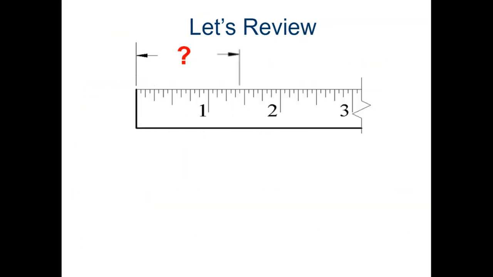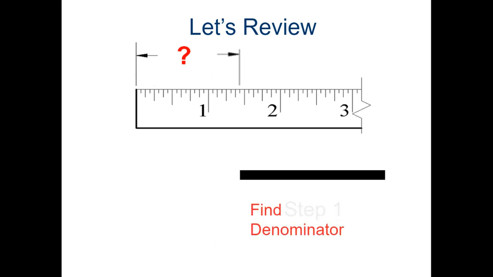So let's look at a review real quick. So this is a standard ruler, right? And we're looking for what the measurement is between the two lines. So the first thing that we're going to do is look at step 1, which is the denominator. So we're finding the denominator. So what do you think the denominator is?